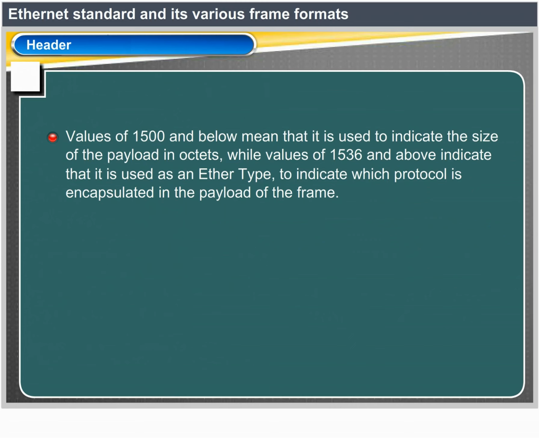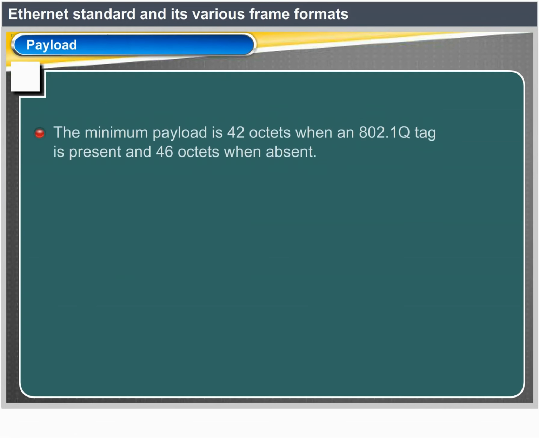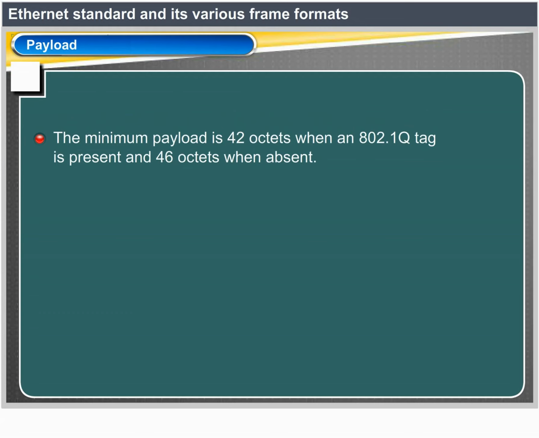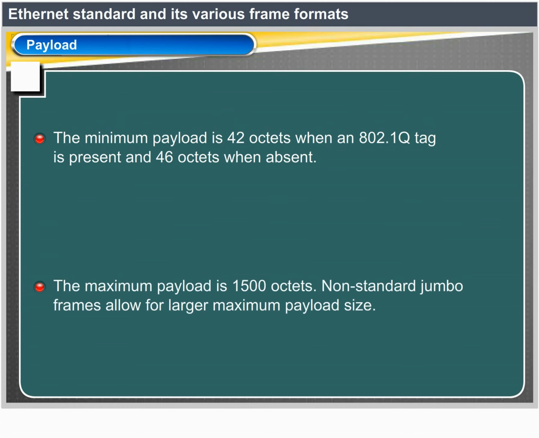When EtherType is used, the length of the frame is determined by the location of the interpacket gap and valid frame check sequence, or FCS. Payload. The minimum payload is 42 octets when an 802.1Q tag is present and 46 octets when absent. The maximum payload is 1500 octets. Non-standard jumbo frames allow for larger maximum payload size.